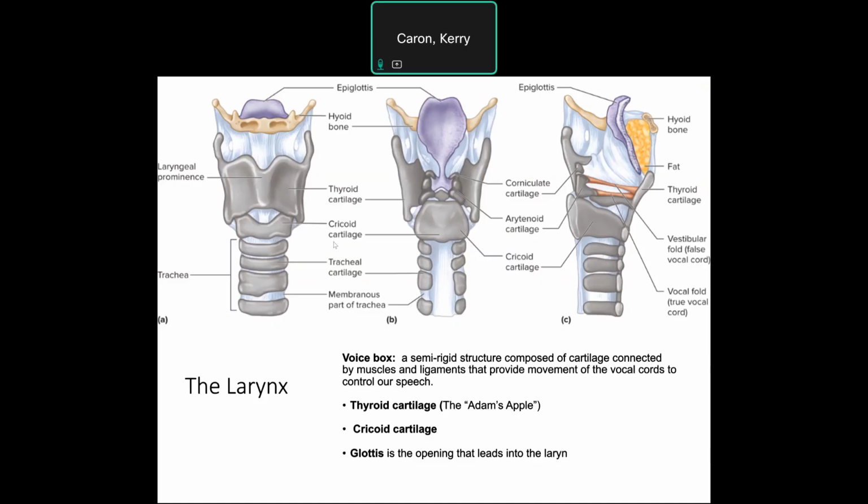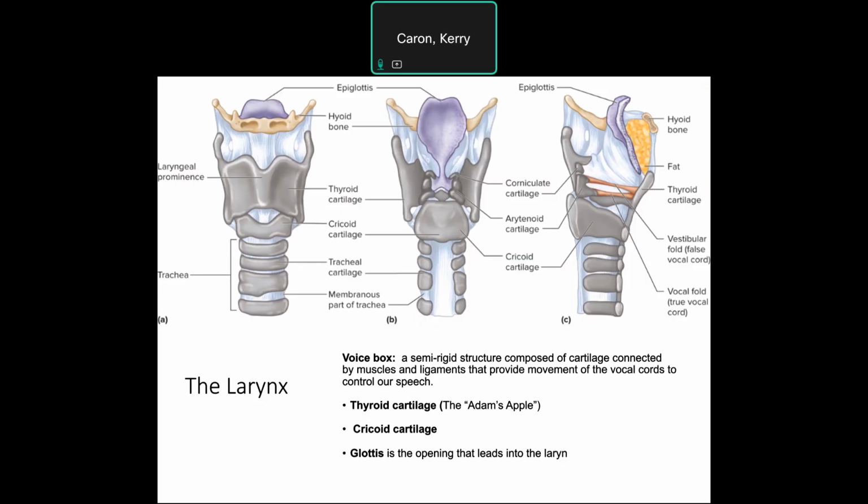These are kind of the cartilage processes of the larynx. It is a semi-rigid structure. So the larynx is semi-rigid. It's made up of all these, you don't need to memorize the types of cartilage, but it's made up of cartilage and connected with muscles and ligaments, and it allows movement of the vocal cords to control our speech.